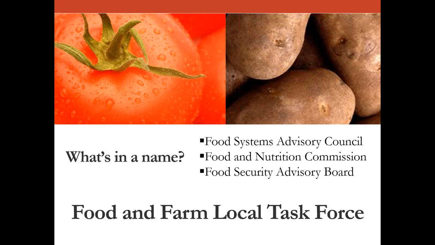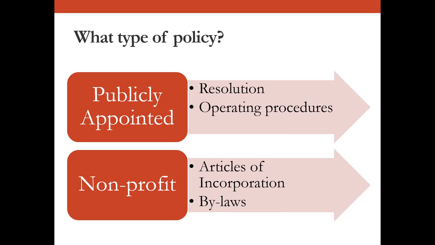to percolate on. And I think when you're talking about the Food Policy Council, remember, there are different ways to look at it. There are two buckets. There's the publicly appointed, and then there's the nonprofit model. For the publicly appointed, you have a resolution that actually creates the structure. And then you have operating procedures that help run the day-to-day operations, the meetings, and that sort of thing. Sometimes they call them bylaws, but they're really operating procedures. And then you have the nonprofit model, where to create the nonprofit, you have articles of incorporation, and then you have bylaws that actually run the day-to-day operations.